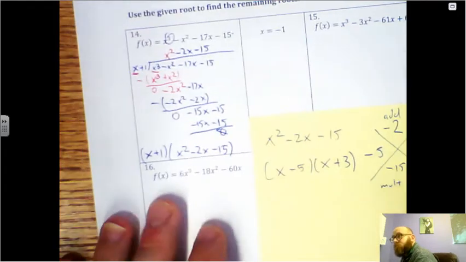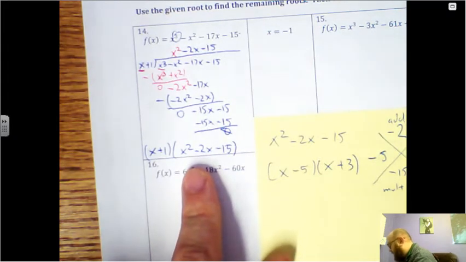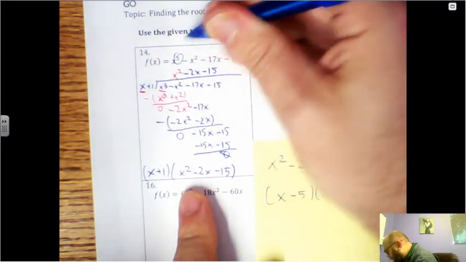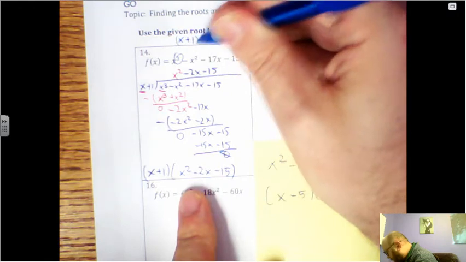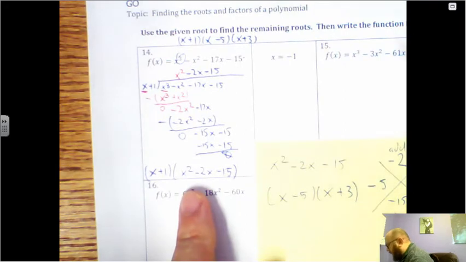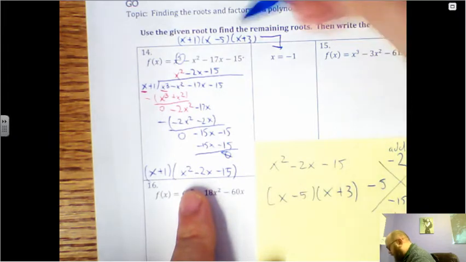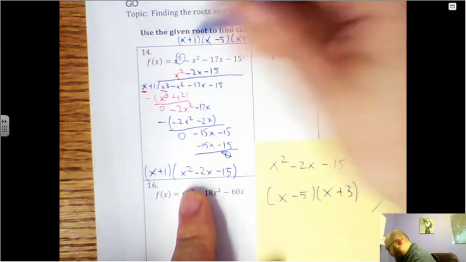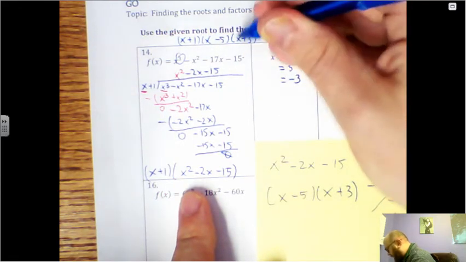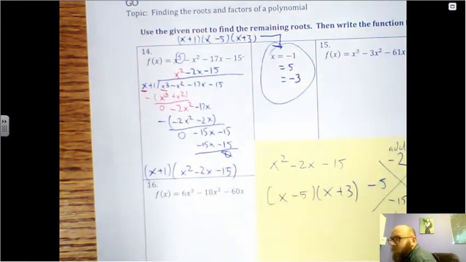So this simplifies even further to x plus 1 times x minus 5 times x plus 3, which finally means I can get the roots: x equals negative 1, that was given to me, x equals 5, and x equals negative 3, as those are what would cause this to be 0. So now I have all my roots.